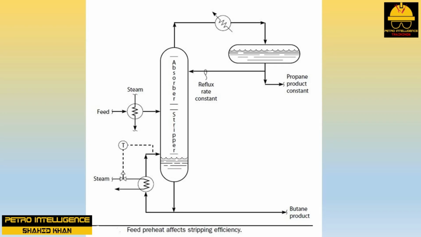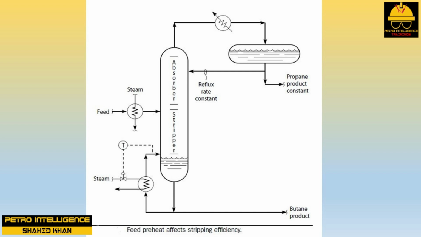Effect of feed preheat. Up to this point, we have suggested that the weight flow of vapor up the tower is a function of the reboiler duty only. Certainly, this cannot be completely true. If you look at this picture, it certainly seems that increasing the heat duty on the feed preheater will reduce the reboiler duty. Let us assume that both the reflux rate and the overhead propane product rate are constant.